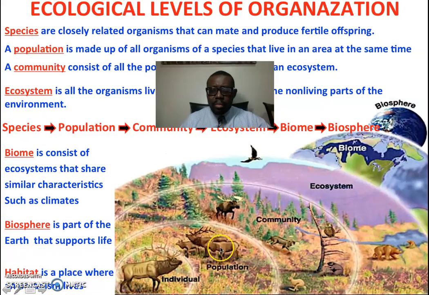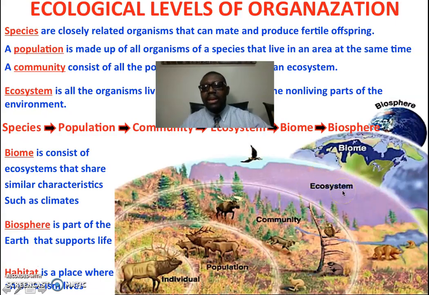When you talk about community, population is the same organisms that live in an area. Community is different populations of organisms that live in an area. Then we move on to the next higher level of ecological organization, which is the ecosystem. Ecosystem simply means community, which comprises different populations in an area, plus their physical environment, how they interact with their physical environment. So community simply means the different populations. Ecosystem is all the community plus their physical environment.